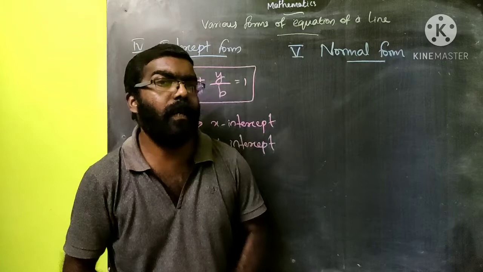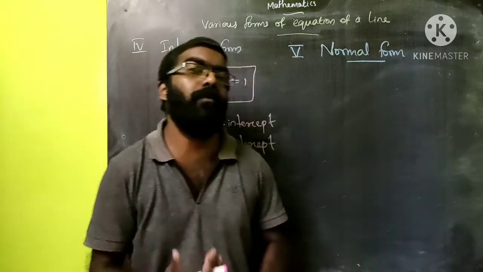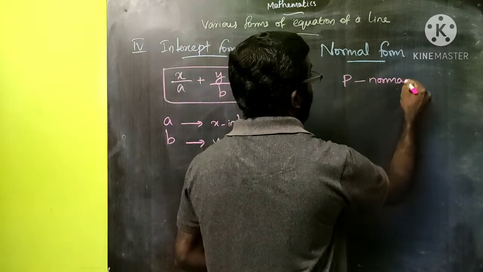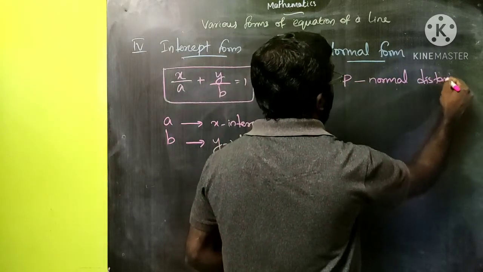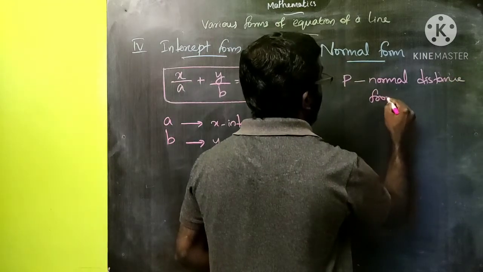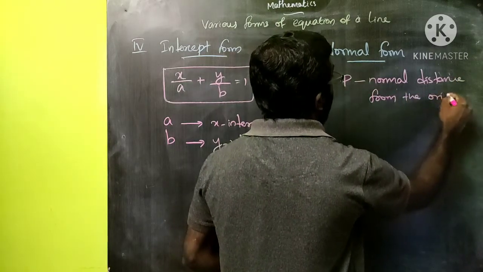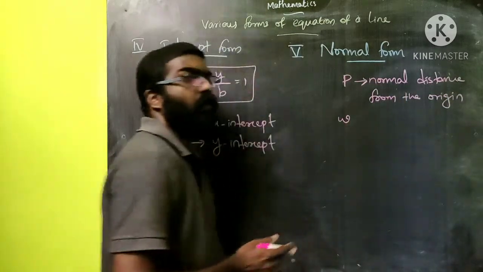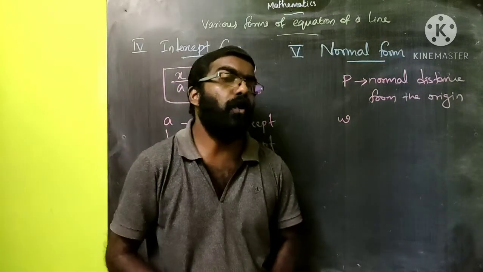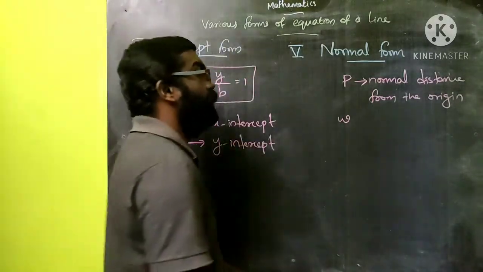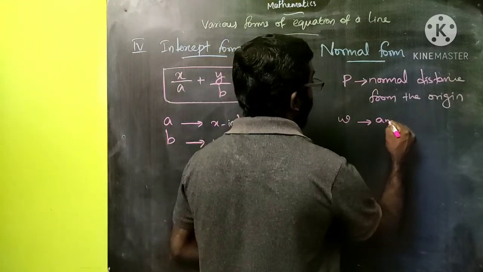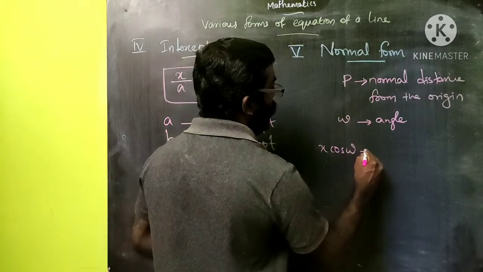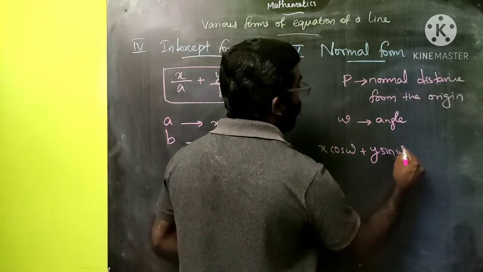The equation of a line having normal distance p from the origin, small letter p. P is the normal distance from the origin. And the angle omega, which the normal makes with the positive direction of x-axis, is given by x cos omega plus y sin omega is equal to p.